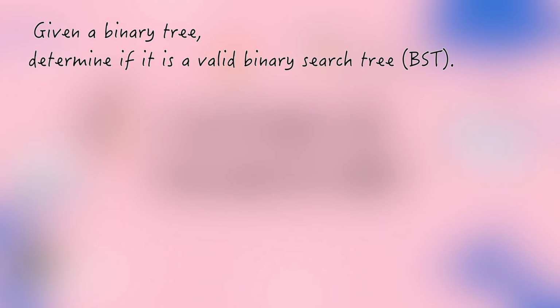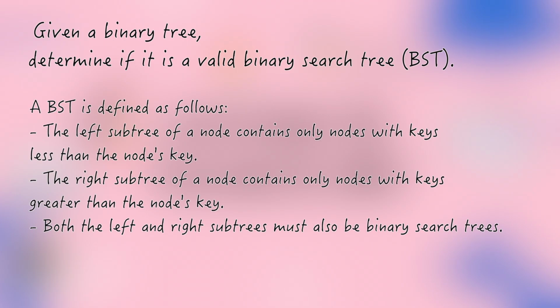So first, let's take a look at what is a binary search tree. A binary search tree is defined as follows. The left subtree of a node contains only nodes with keys less than the node's key. The right subtree of a node contains only nodes with keys greater than the node's key. Both the left and right subtrees must also be binary search trees.